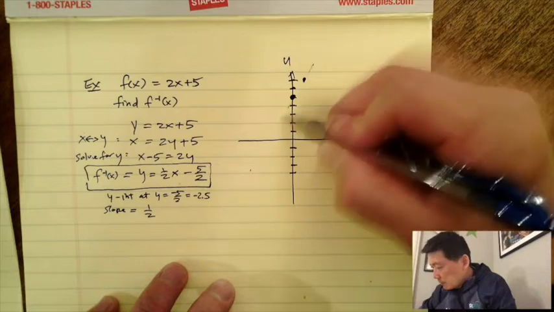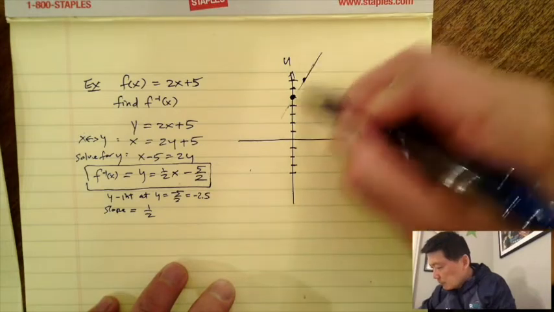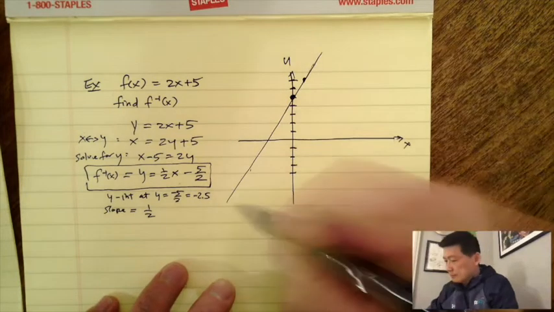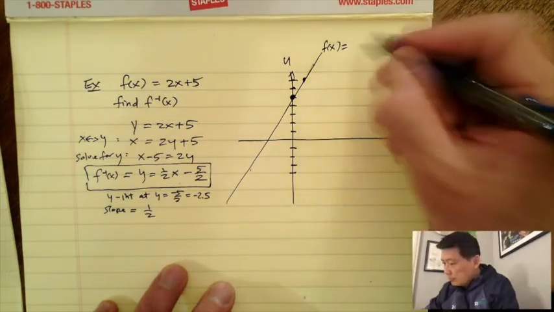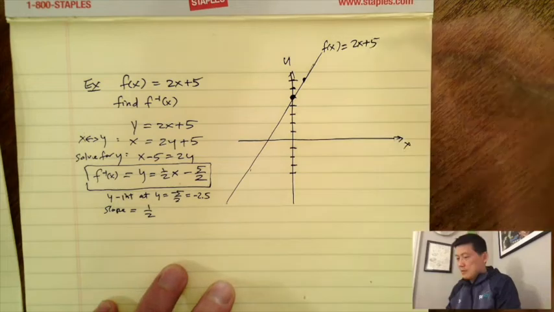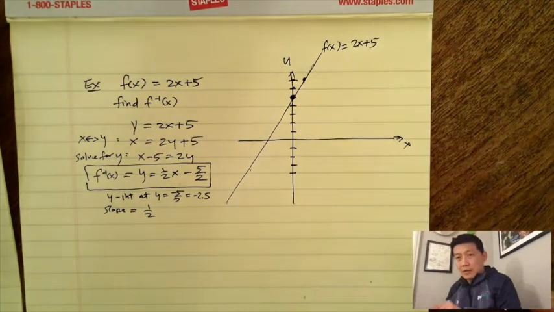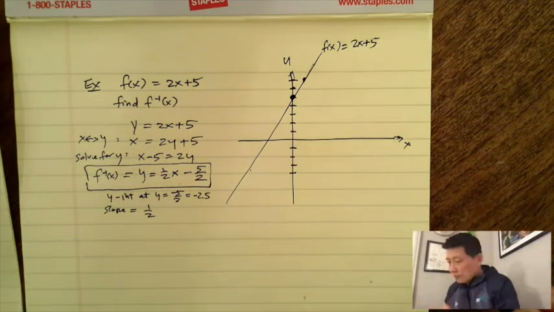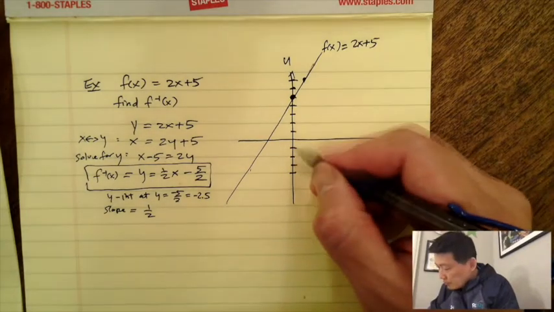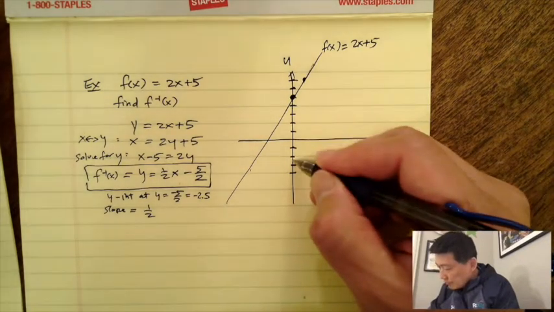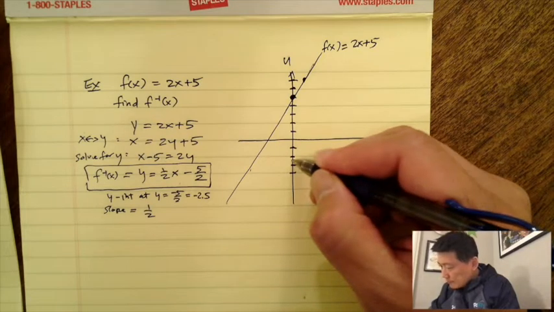I'm going to try to be as precise as possible. Okay, so this is our f of x equal to 2x plus 5. Now let's graph our inverse function. Our inverse function is at negative 2.5. So negative 2.5, 1, 2, 2.5, negative 2.5 is right here.